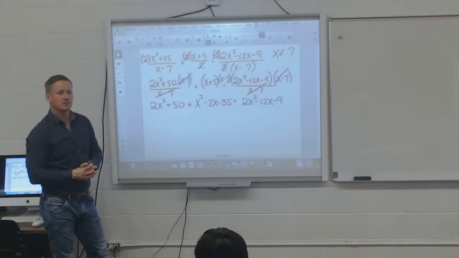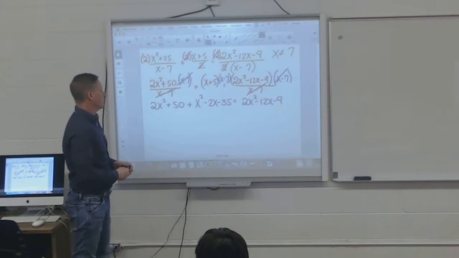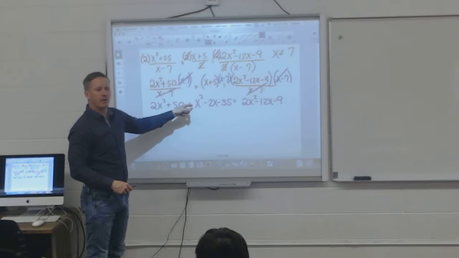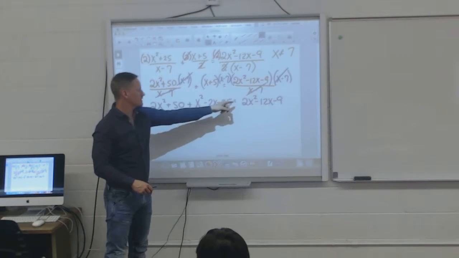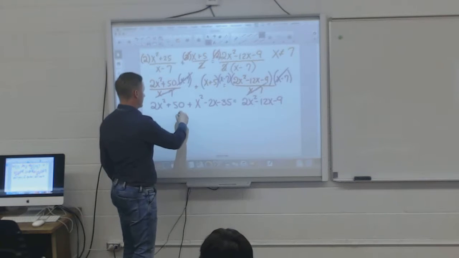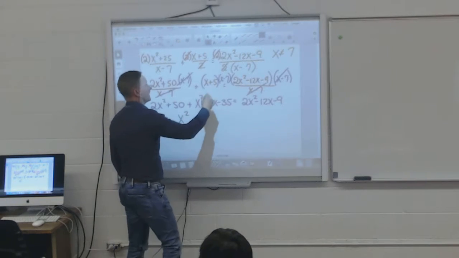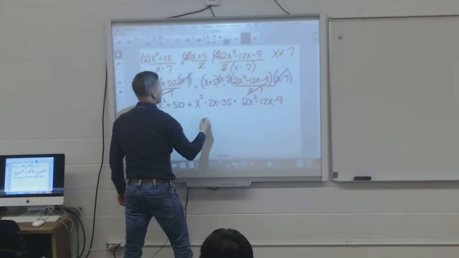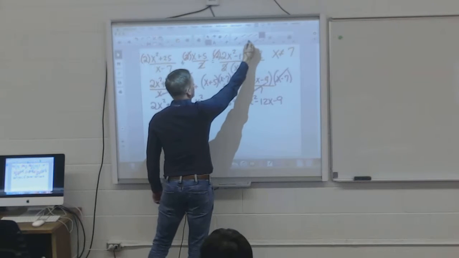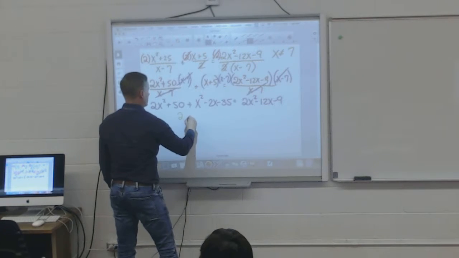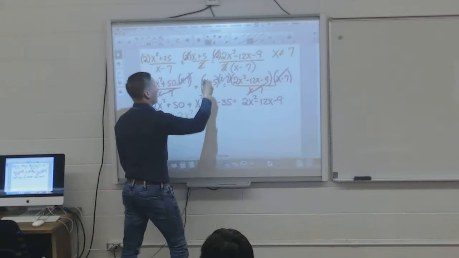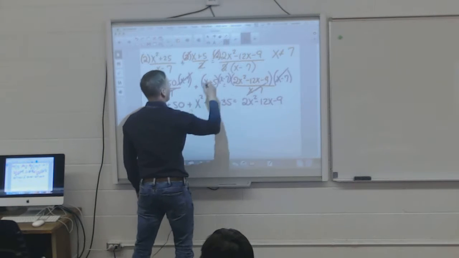Collect like terms and get equals 0. Yes, nailed it. 2x squared plus x squared is what? 3x squared. Subtract 2x squared leaves me with 1x squared. Let me change the color here. I'm going to change it to this. So I got 1x squared here, right?